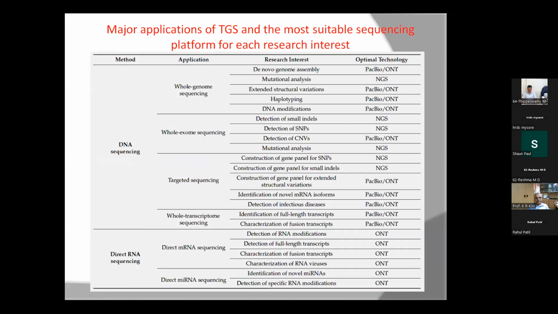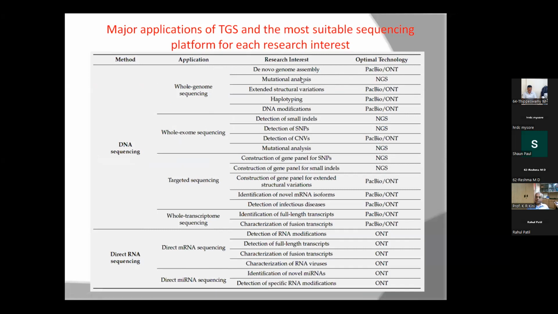So the major applications of the third generation sequencing, and what type of sequencing platform to use for the research interest. This slide indicates which technology can be used for what kind of application. For example, when you are going for whole genome sequencing for de novo genome assembly, you can go for either PacBio or Oxford Nanopore. When there is mutation analysis, better go for NGS, next generation.